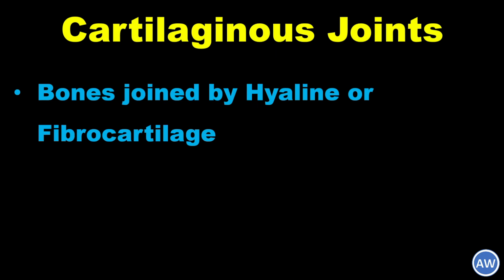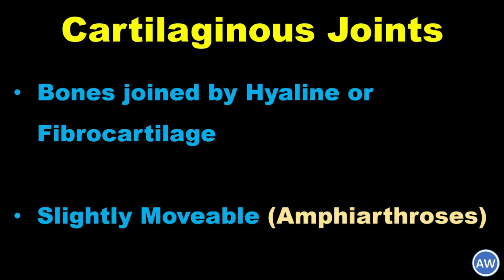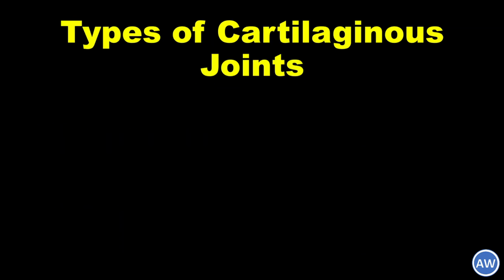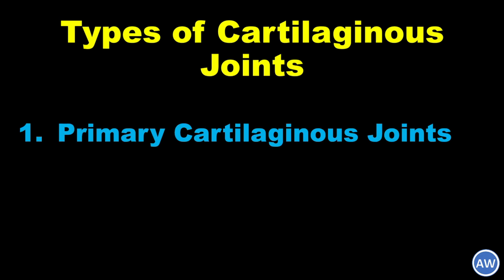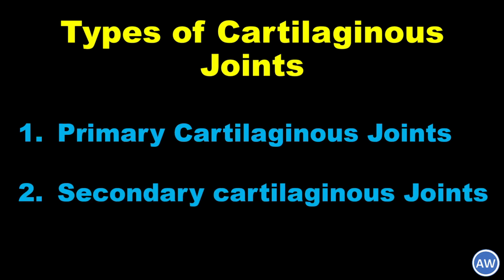Moving on, let's talk about cartilaginous joints. In cartilaginous joints, the bones are attached to each other by hyaline cartilage or by fibrocartilage. Now, these joints tend to be less rigid than the fibrous articulations. If you recall, these slightly movable joints are classified as amphiarthrosis. Depending on the type of cartilage involved, the joints can be further classified into two types: primary cartilaginous joints and secondary cartilaginous joints.